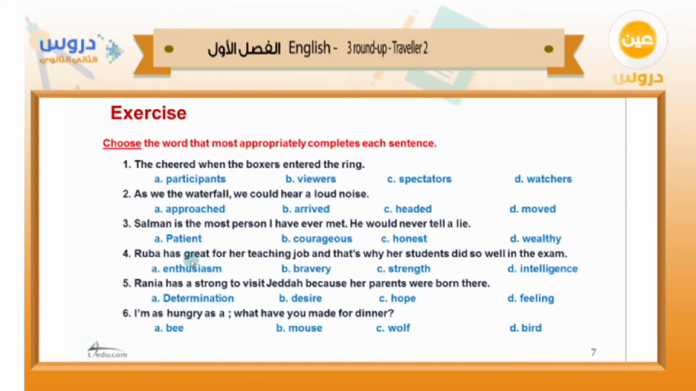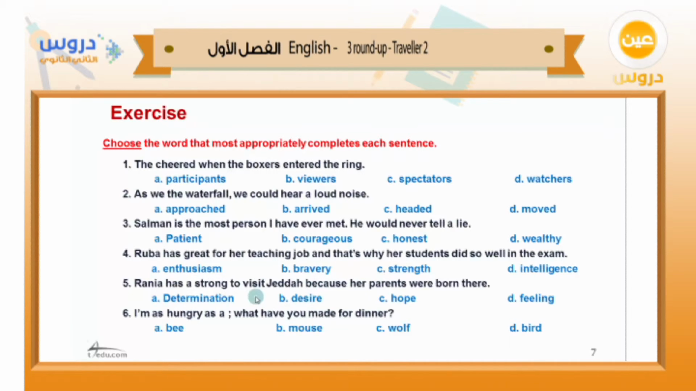Number 4, Ruba has great what for her teaching job? Enthusiasm, bravery, strength, or intelligence? Ruba has great enthusiasm for her teaching job, and that's why her students did so well in the exam. So she's so excited. Number 5, Rania has a strong determination, desire, hope, or feeling to visit Jeddah because her parents were born there. She has a strong desire, so B for number 5.